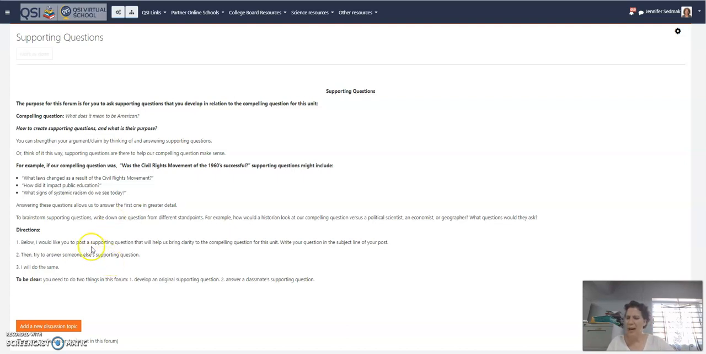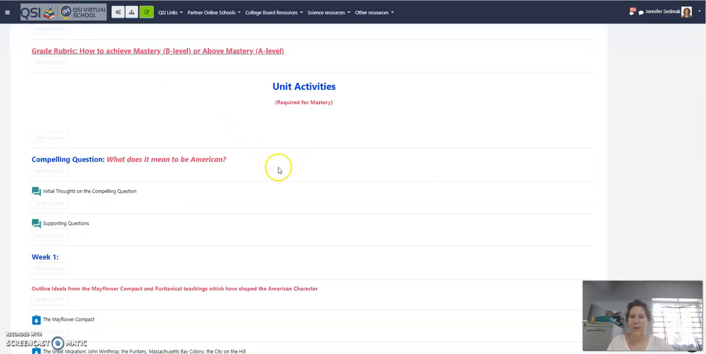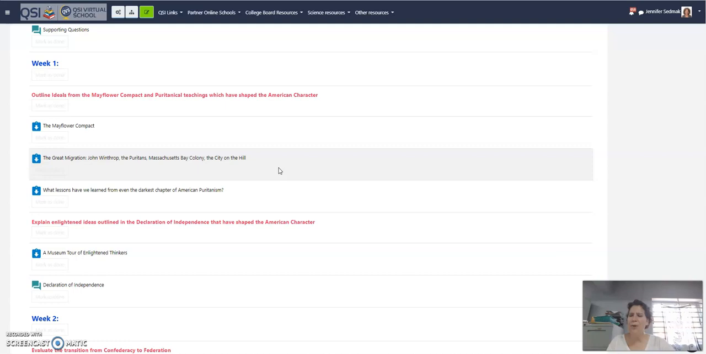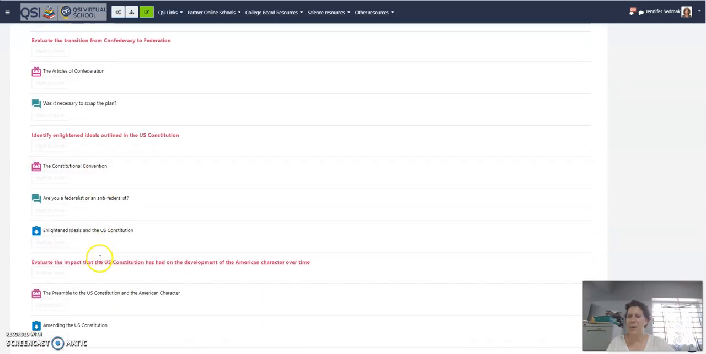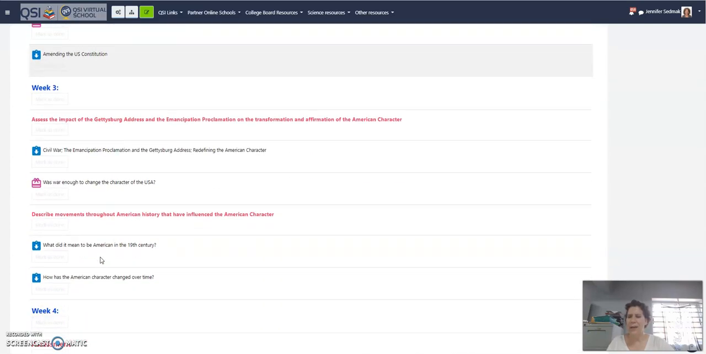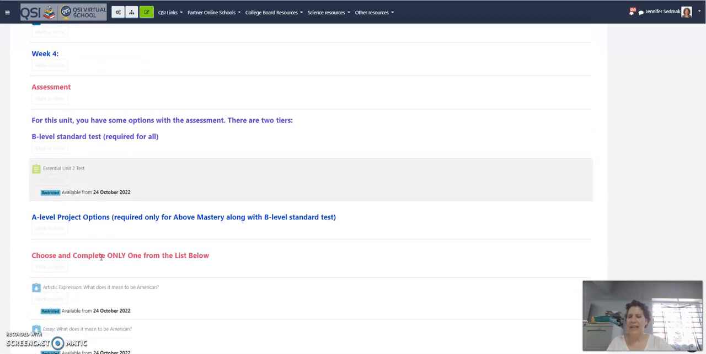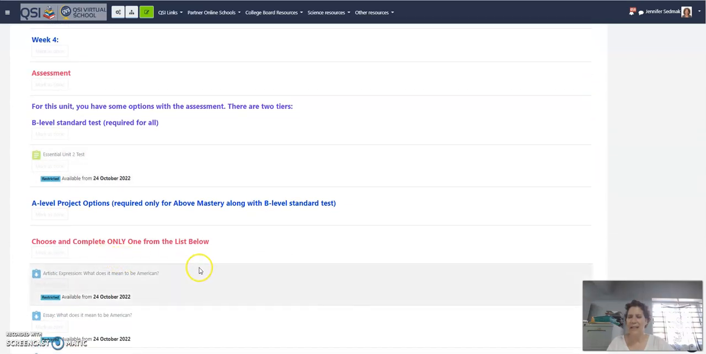But in this forum, you have to create a supporting question, then answer someone else's supporting question. So there's two parts for this forum, and I want to make sure that you participate in both of them, okay? Then we move into week 1 activities. And again, this unit is designed exactly like the first, except for this one is actually a theme. So you'll see week 1 activities if you scroll down, week 2 activities, week 3, and then finally until we get to week 4 at the end.